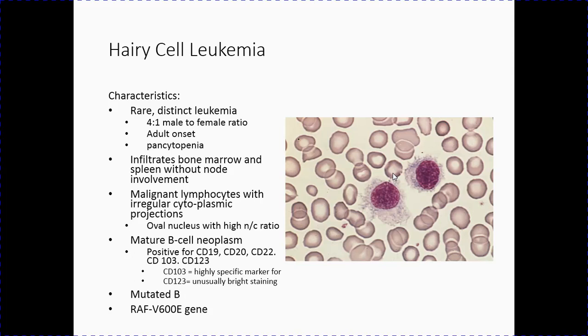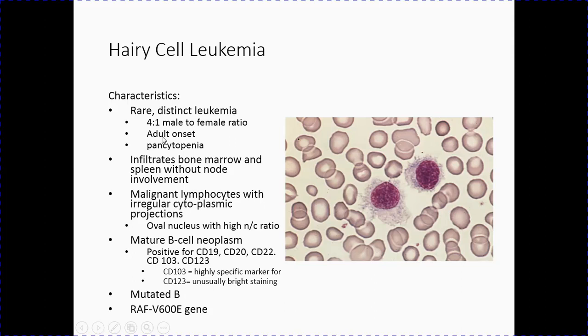Hairy cell leukemia is another lymphoid-based leukemia. It's rare, but it's very distinct in its appearance. This is one, again, more male to females. This is a chronic disease, so it's typically seen with an adult onset.